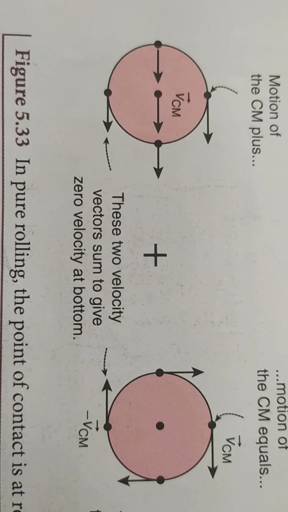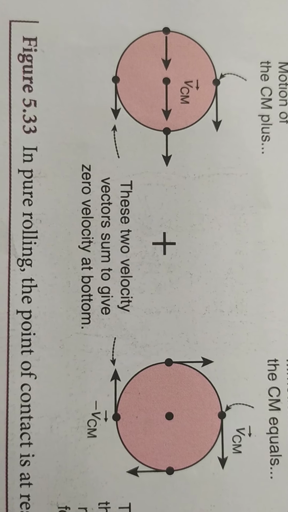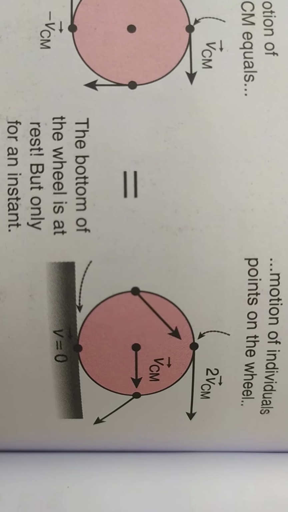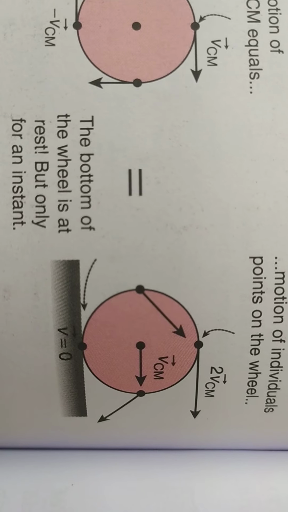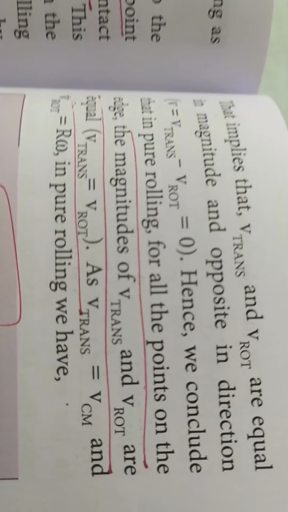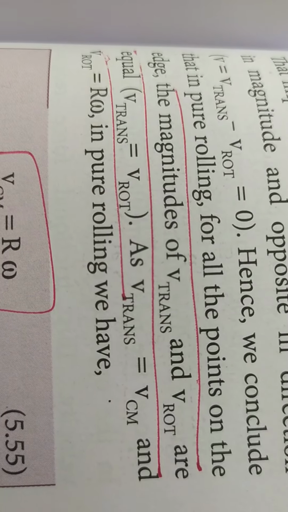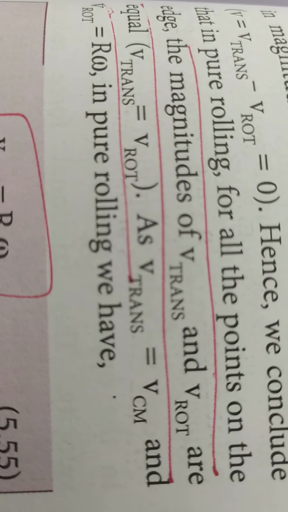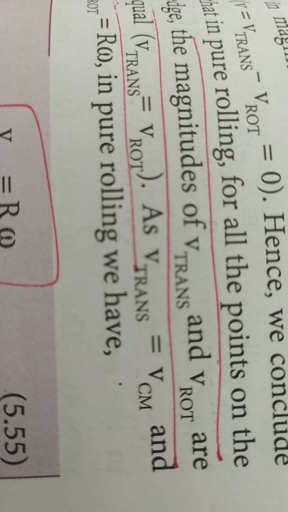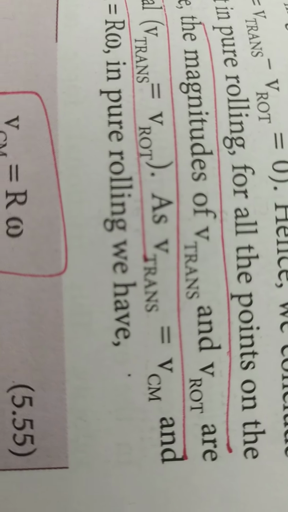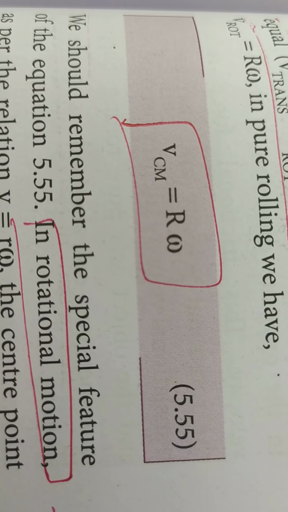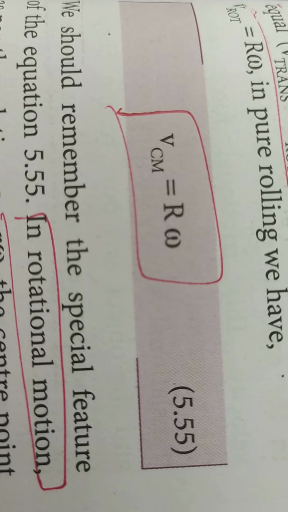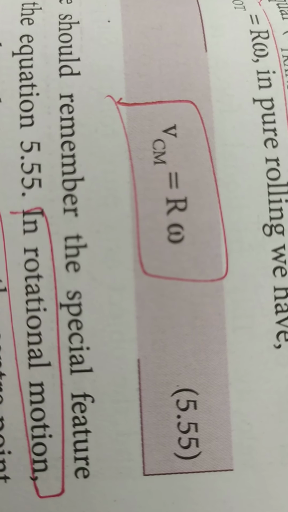So here we are considering the translational motion plus rotational motion, which will give the motion at the point of contact with reference to the point of contact. And so here in pure rolling, when the object rolls, you have only v trans and v rotation, whereas v trans is always equal to vcm, that is velocity of center of mass. And so vcm is usually given by r omega. R is the radius of the rotating disk and omega is angular velocity.